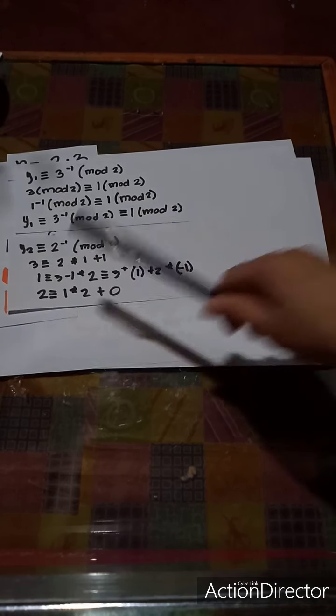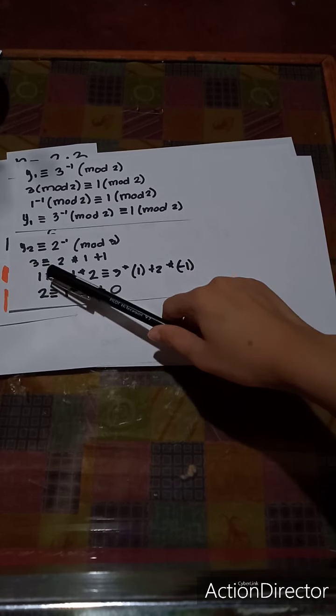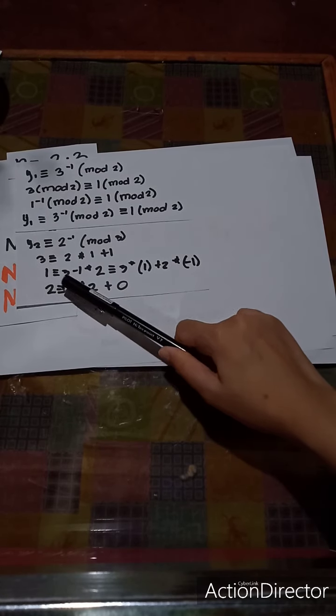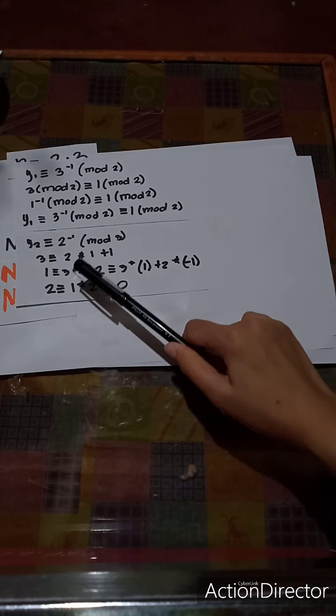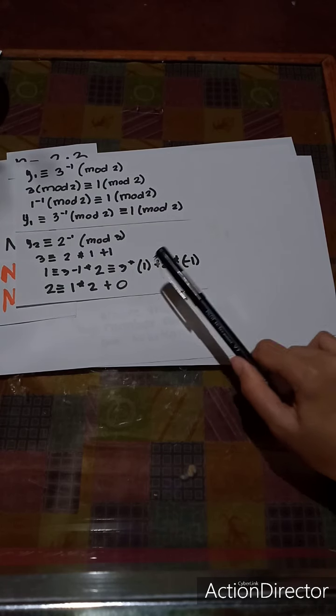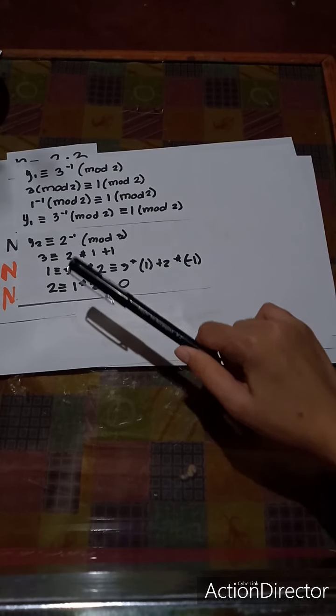Now we wish to find y2. So y2 is congruent to the modular inverse of 2 mod 3. So 3 is congruent to 2 times 1 plus 1. So 1 is congruent to 3 minus 1 times 2, which is congruent to 3 times 1 plus 2 times negative 1. So 2 is congruent to 1 times 2 plus 0. So our y1 is equal to 1 and our y2 is equal to 2.